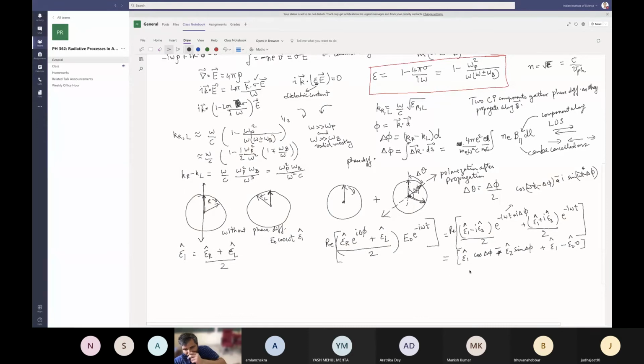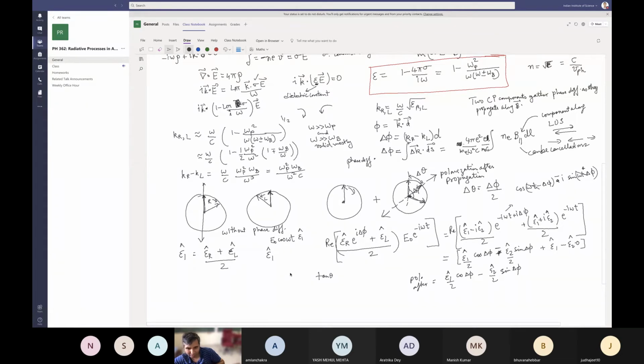So right, so what do we have? By 2. So before rotation it was this epsilon 1 hat. After rotation it's epsilon 1 hat cos delta phi minus epsilon 2 hat by 2 sine delta phi. So now this is the polarization after, right? So what is tan theta?